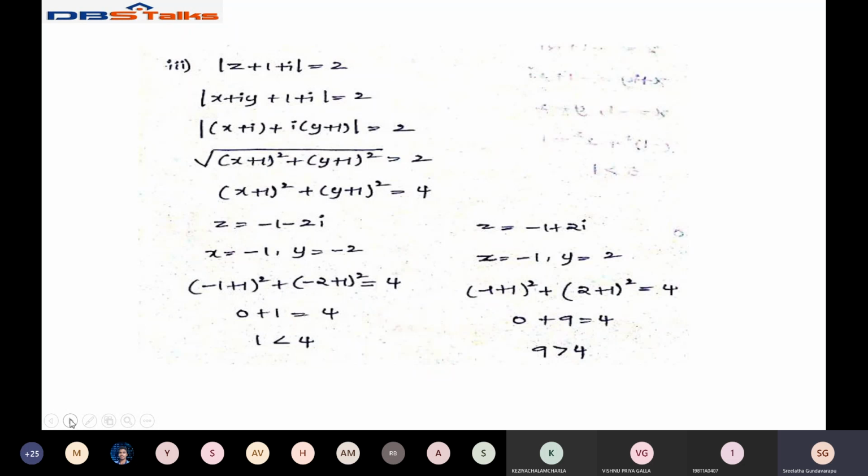The next singularity is z = −1+2i. So here x = −1 and y = 2. Substituting in the circle equation, we get 9, which is greater than 4. So in this circle equation |z+1+i| = 2, the singularity z = −1+2i is outside the circle, and z = −1−2i is inside the circle.